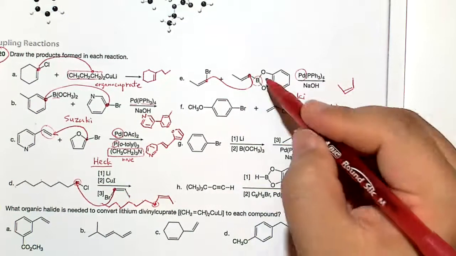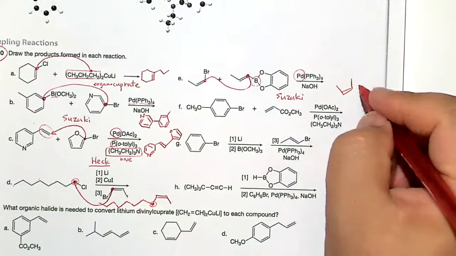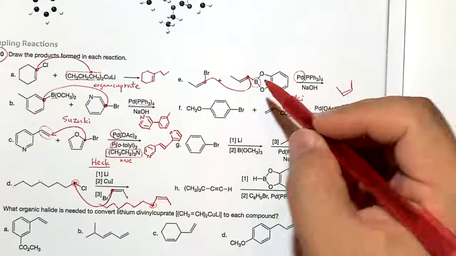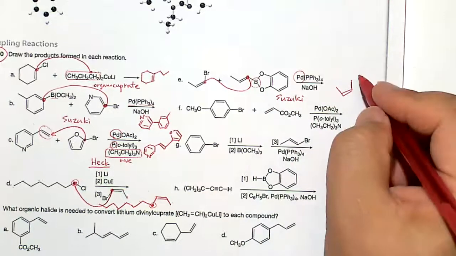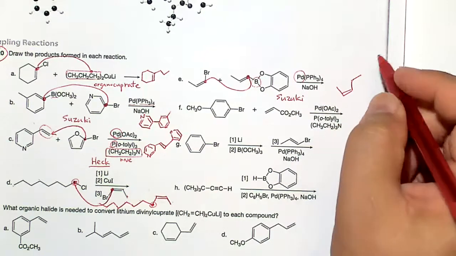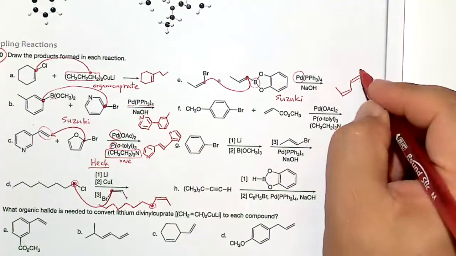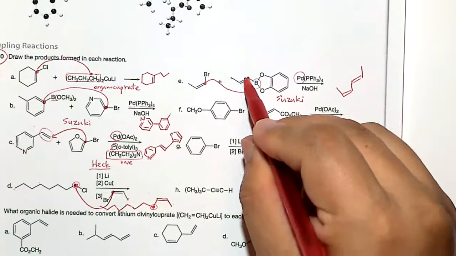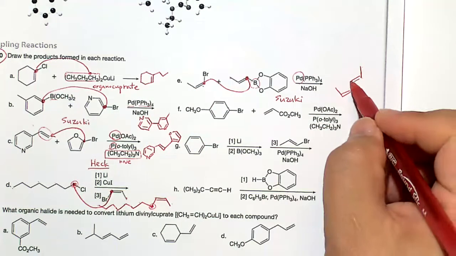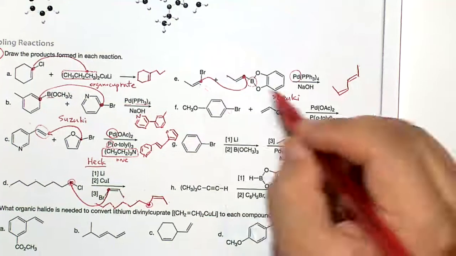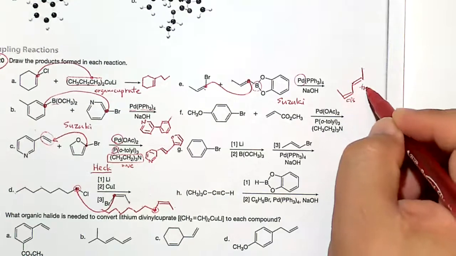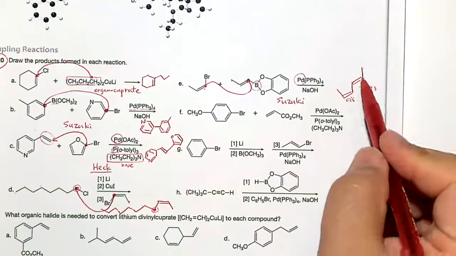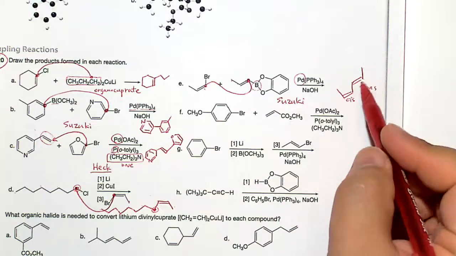The new bond is trans to this from this aryl borane. So that's trans. So cis, trans, 2,4-hexadiene.